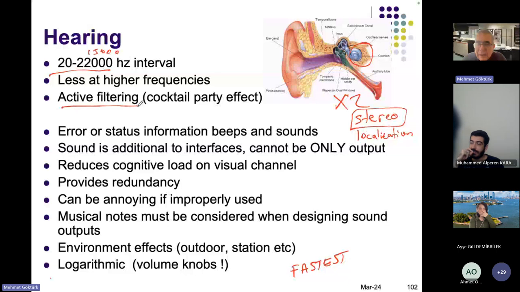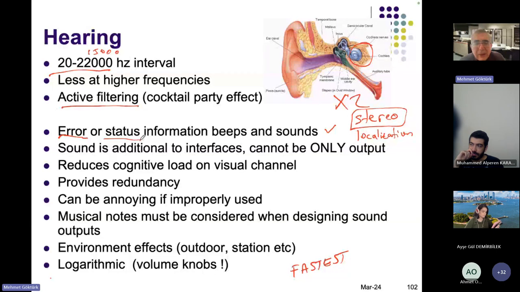If sound is going to be used for user interfaces, we have interesting implications. Here is the summary. We use sound for error or status information, such as when something goes wrong, you blow the sound, boing, beep, bop. And for the status, for example, the plane is about to crash.